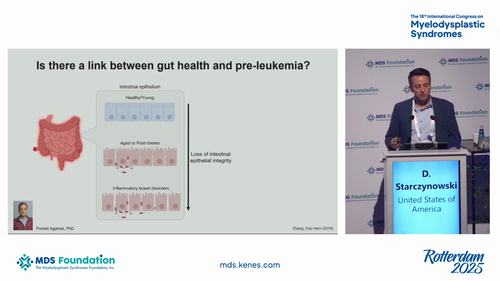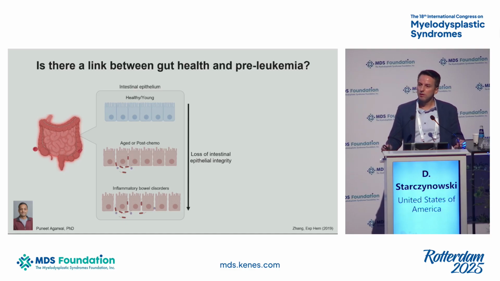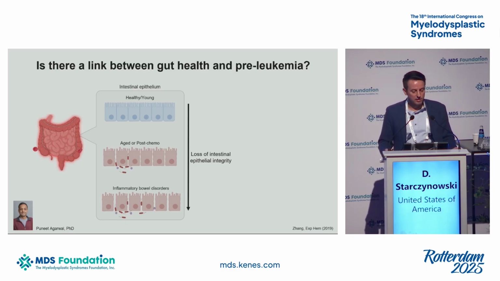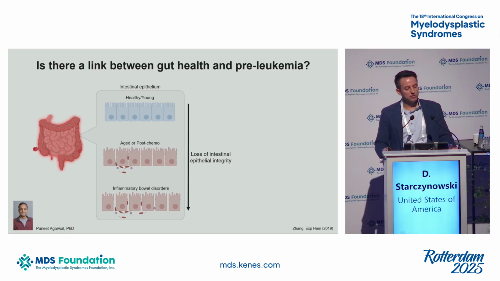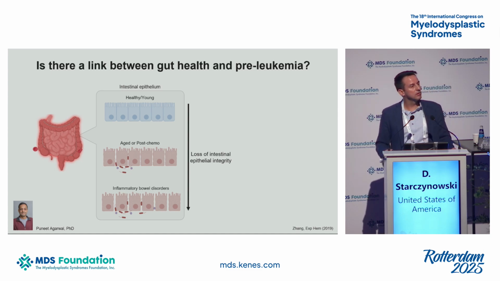So the question really started about a potential link between our gut health and pre-leukemia. There were several studies showing an association with inflammatory bowel diseases and expansion of pre-leukemic cells. And so Puneet Agarwal, who led this study, asked a simple question: is there a relationship between our gut health and pre-leukemic cell expansion? Just as a brief reminder, when we're healthy and young, our intestinal epithelial lining is intact, our microbiome is rich in diversity.